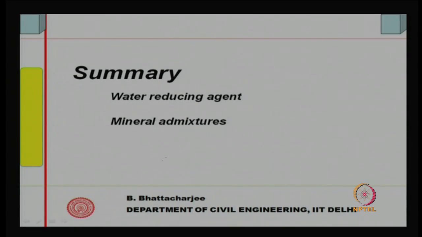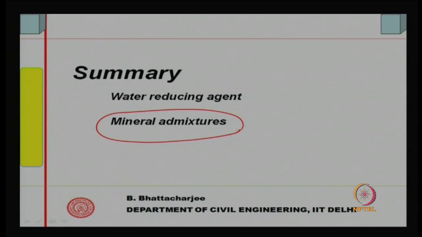So, these materials can be used in concrete as mineral admixtures. First of all we looked into what they are and how they are produced, and then their physical, chemical and mineralogical characteristics. Finally, some mechanical properties. All right. So, with this we can conclude our discussion on mineral admixtures.